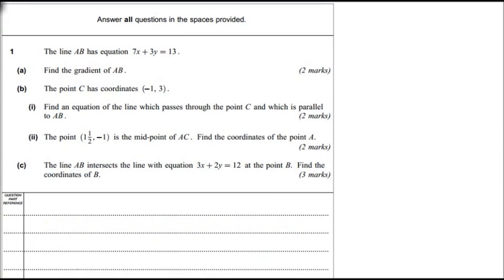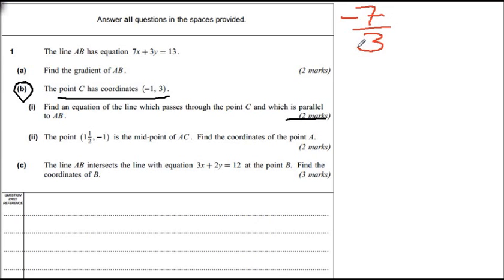In question B here, you get given a new point C, and you get asked to find the line that goes through point C that's parallel to AB. And all that parallel to AB means is that it's got the same gradient as AB. We worked out the gradient of AB in part A. It's minus 7 over 3.